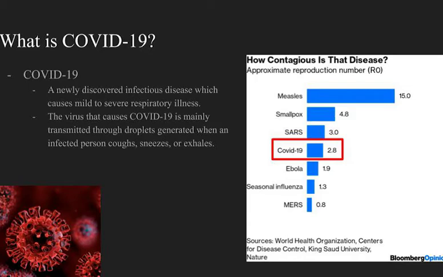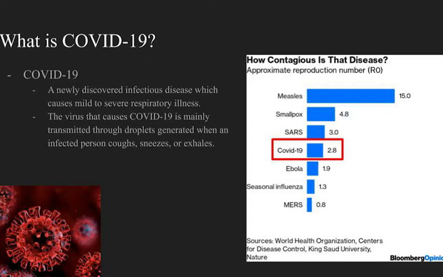What is COVID-19? It is a newly discovered infectious disease which causes mild to severe respiratory illness. And the virus that causes COVID-19 is mainly transmitted through droplets generated when an infected person coughs, sneezes, or exhales. It is also known as the reason why you have been stuck at home for the past month.